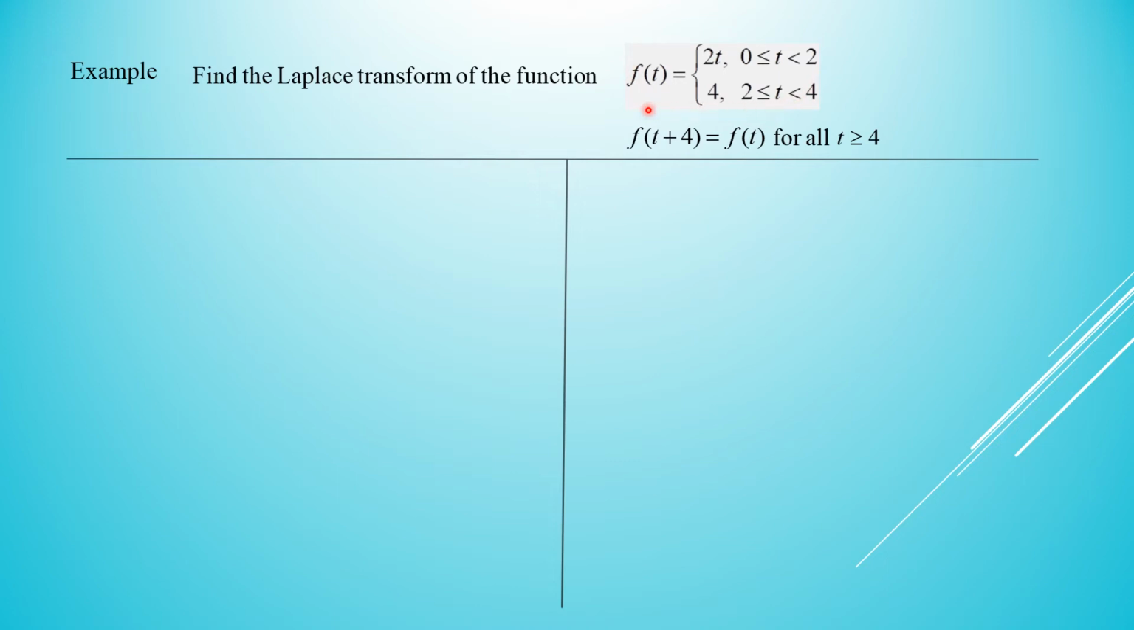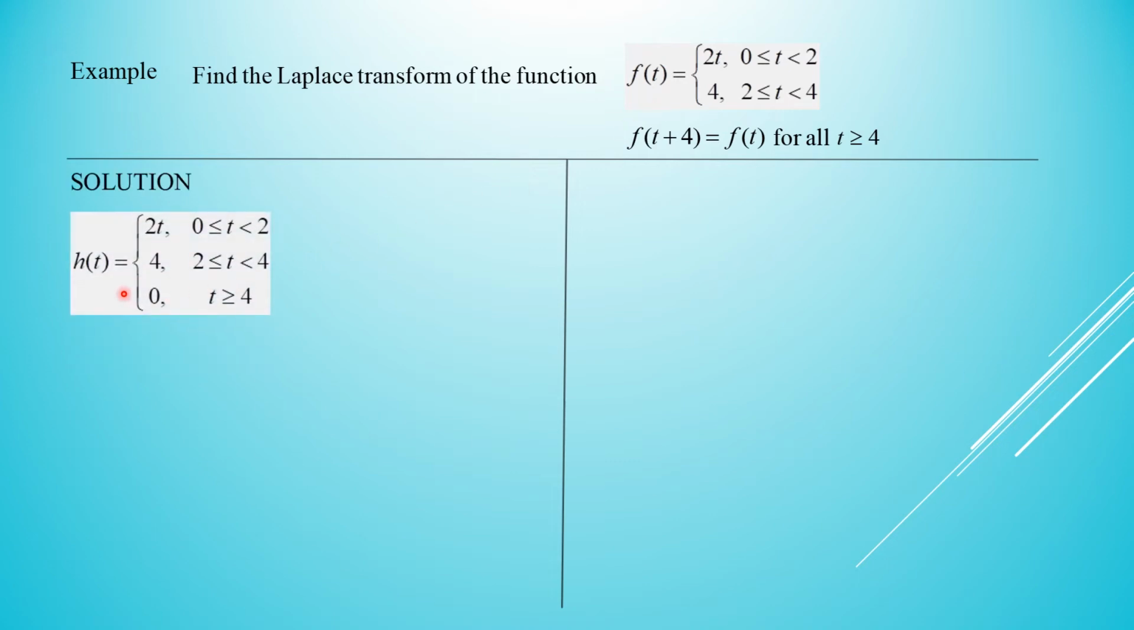Okay, so let us determine the function h of t. As we know, h of t is similar to the function f in the first cycle. Okay, so this is the function f in its first cycle, and once the function f has completed its first cycle, the remaining part of the graph has been turned off to 0. Okay, so h of t is equal to 0 for t larger than or equal to 4. And based on our observation, we know that the period is equal to 4 units.